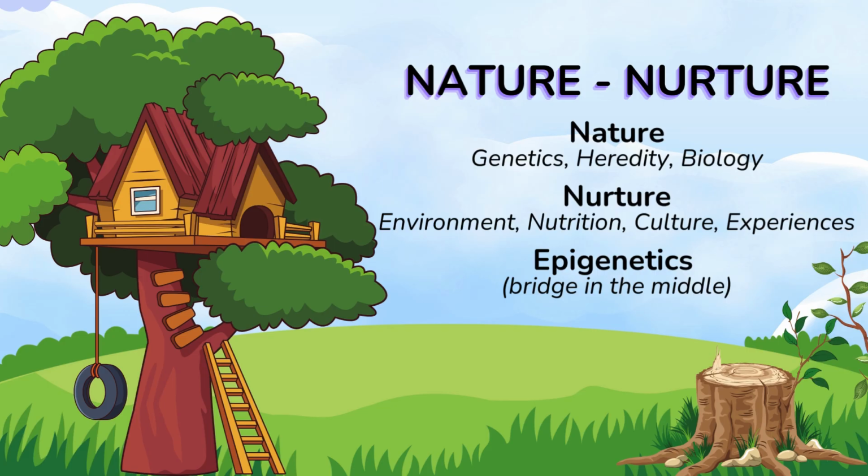The modern view emphasizes interaction. Even if genes set the potential for height, poor nutrition or chronic illness can prevent a child from reaching that height. Epigenetics shows us that environment can even switch genes on or off. Stress, toxins, or loving care can literally affect how our bodies grow. So, development is not a battle of nature versus nurture. It's always both, working together.